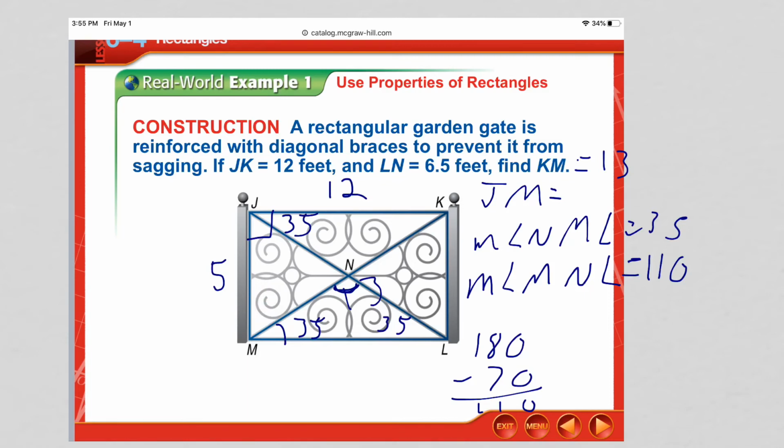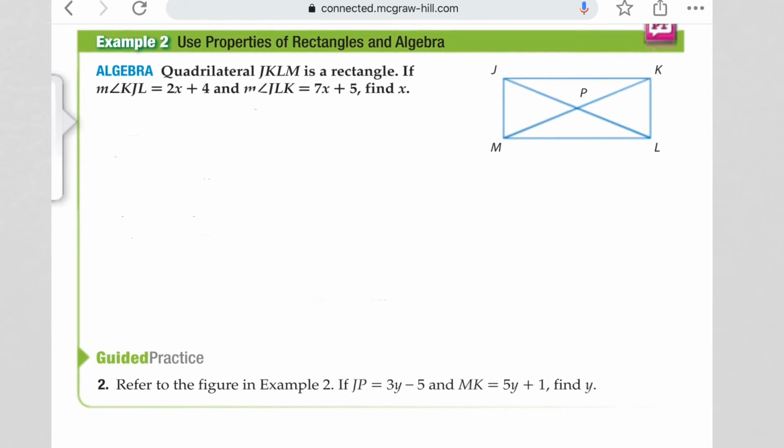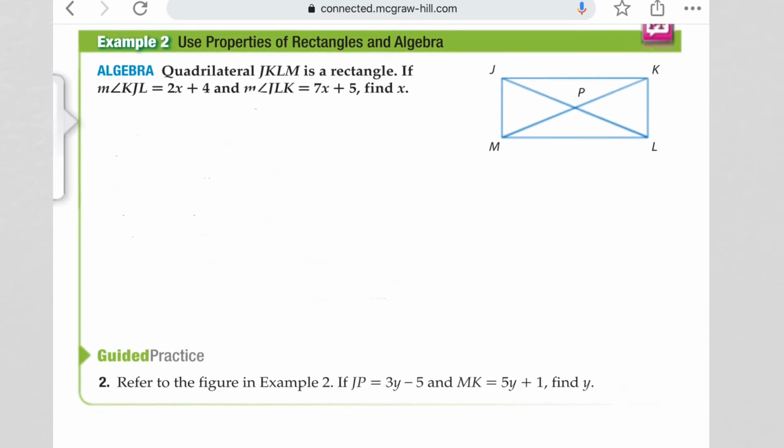So last thing we want to talk about is writing equations. So again, here we have a rectangle. So I know all of these are right angles. And I also know that the diagonals are congruent. So it starts with KJL is 2x plus 4. And then JLK is 7x plus 5.